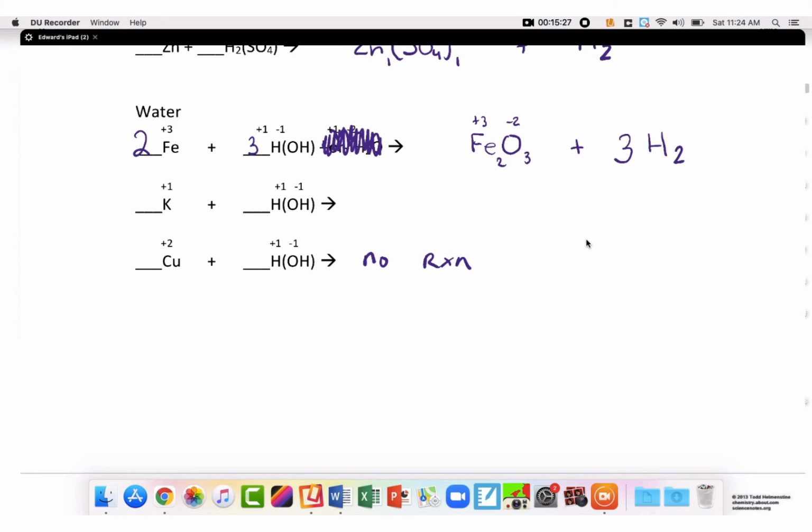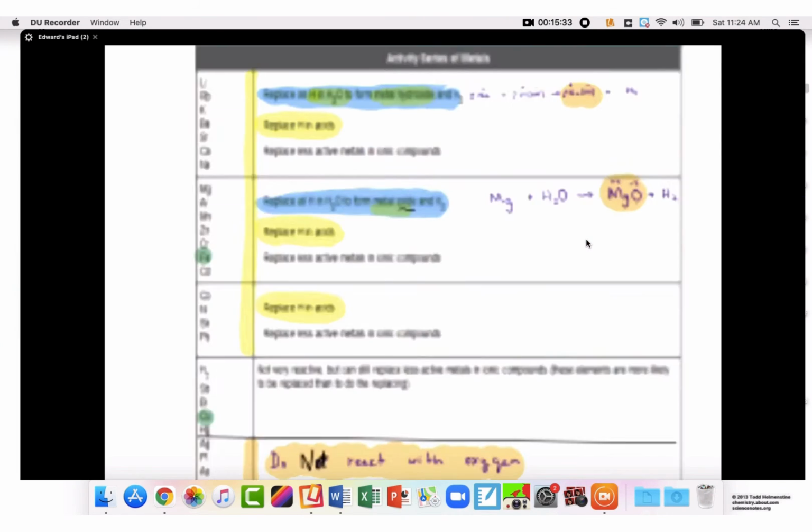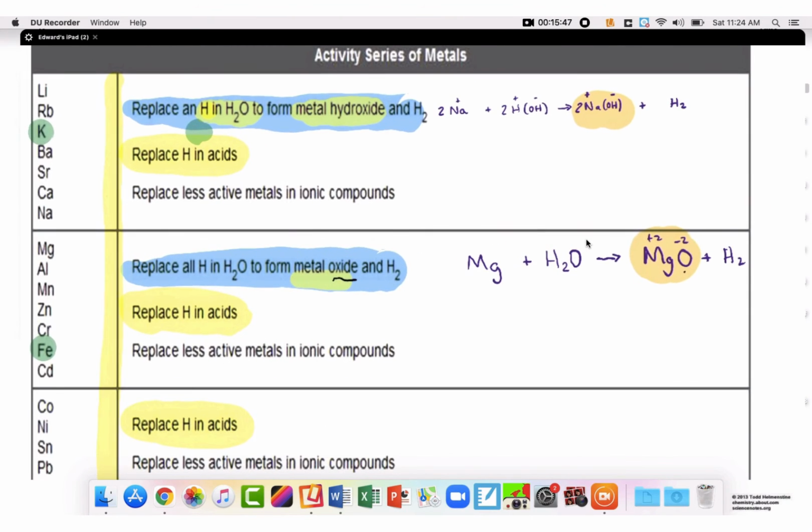Okay, now we're to K and OH. Now K is in the top section of this chart, right? Way up here. So K is in the reacts with water section again, but this time it replaces just one H. So it makes a metal hydroxide. And look at the reaction. We have example reactions on our paper. Let's go back and see if we can do it.